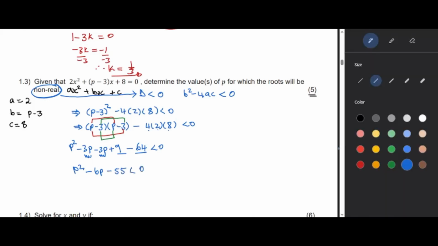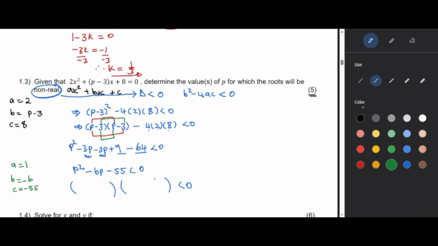Can we factorize this? Yes. Remember, I just showed you how to factorize using a calculator. Let's go to the calculator, because if you look at this, what is the value of a? We have the value of a as 1. We have the value of b as minus 6, and the value of c as minus 55.